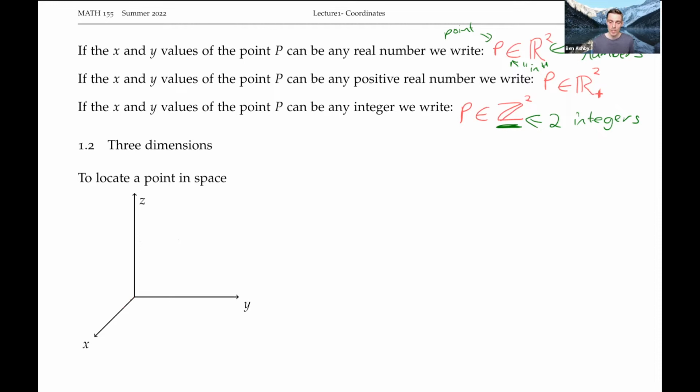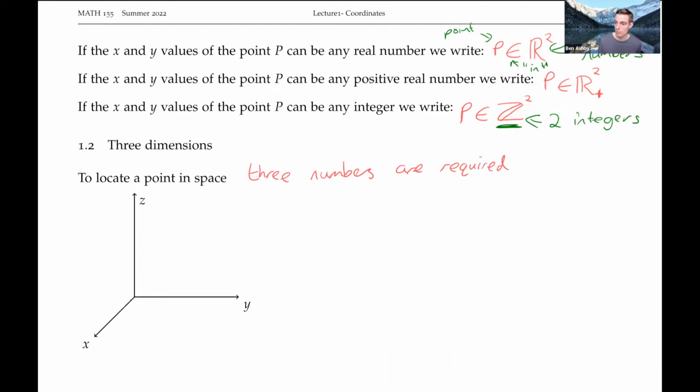Okay, so what we've learned in 2 dimensions can apply to 3 dimensions and 4 dimensions and so on as well, but it's harder to visualize what's going on in more than 3 dimensions, so we're just going to visualize what goes on in 3. So if we want to locate a point in 3-dimensional space, then we need to have 3 numbers. So to locate a point in space, we need 3 numbers.